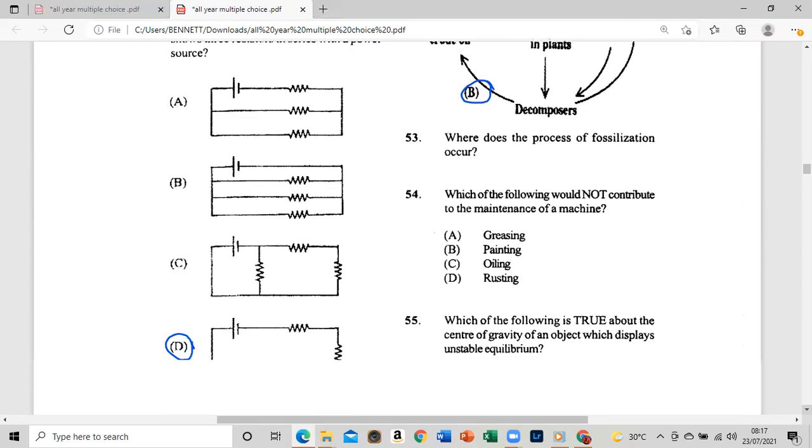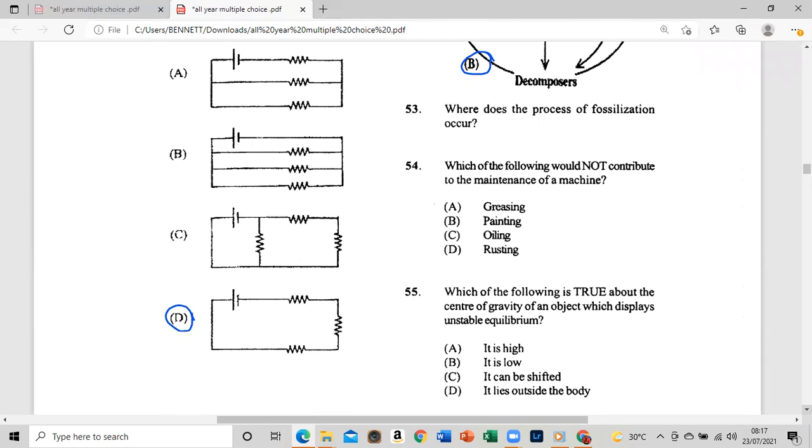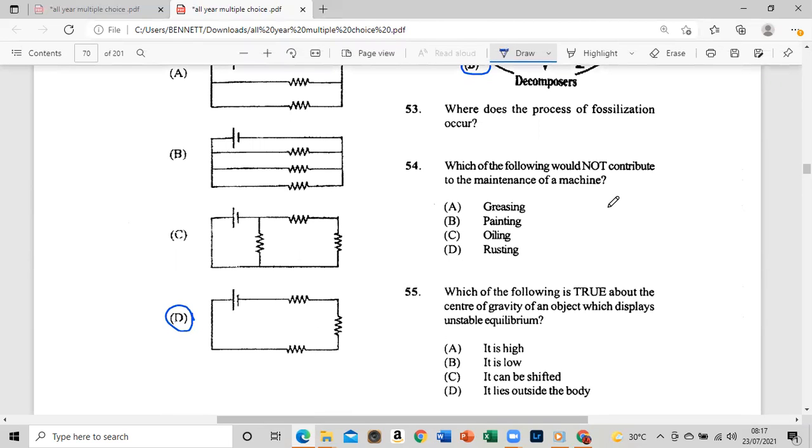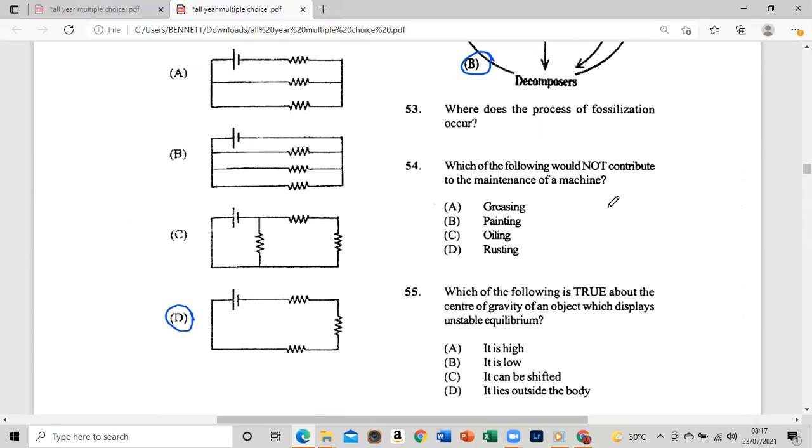All right, let's look at 54. Which of the following would not contribute to the maintenance of a machine? Is it A, greasing, B, painting, C, oiling, or D, rusting?